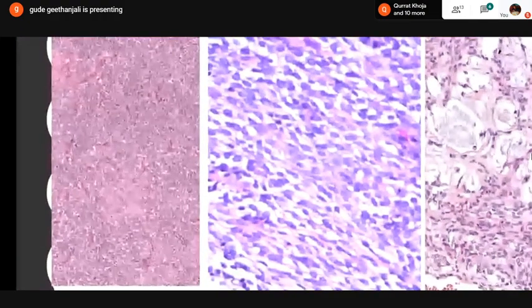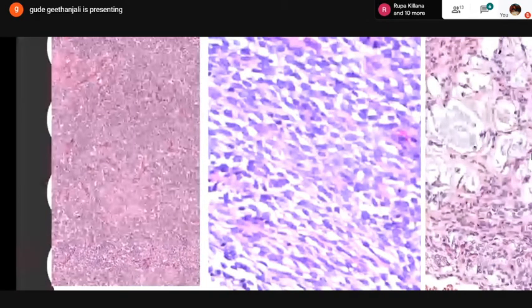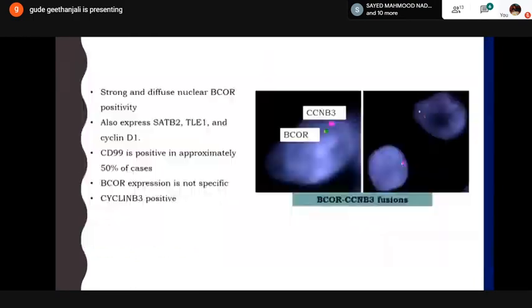It can also have slightly spindle morphology, and a few of the articles have described that we can see cytoplasmic clearing in these sarcomas having BCOR genetic alteration, and myxoid degeneration or cystic degeneration is also seen. But to diagnose, we can use immunohistochemistry for BCOR, which shows diffuse strong nuclear positivity, but BCOR is not specific as it can also be seen in some cases of poorly differentiated synovial sarcoma. And these BCOR rearranged sarcomas can be intraosseous in location, and they also express SATB2, TLE1, and cyclin D1. So it comes in differential diagnosis for small cell osteosarcomas. And CD99 is positive in only 50%, and BCOR is not specific, and cyclin D3 immunostain can also be positive. To diagnose, we have to see the BCOR-CCNB3 fusions by FISH or RT-PCR.